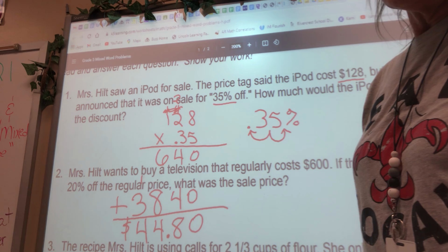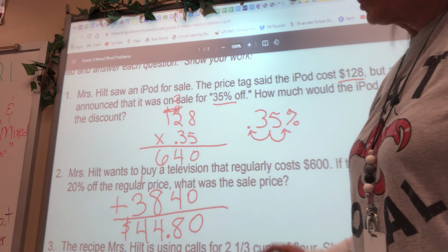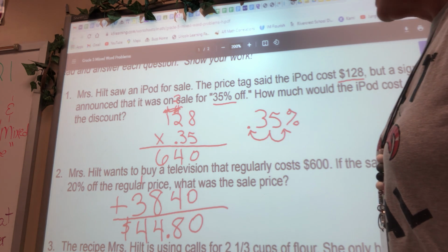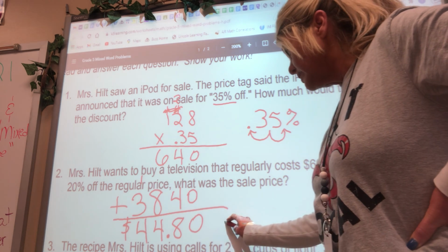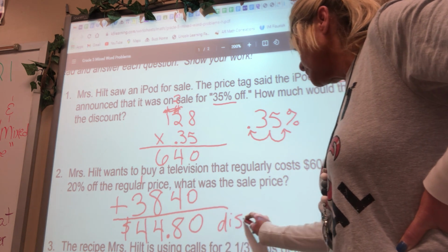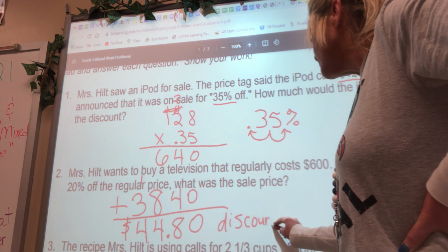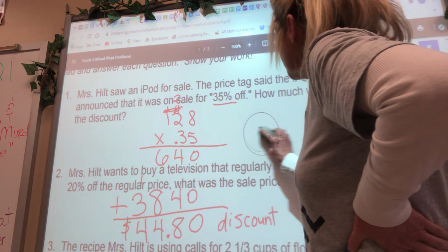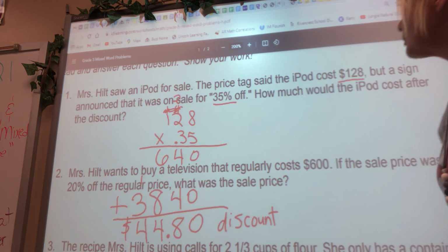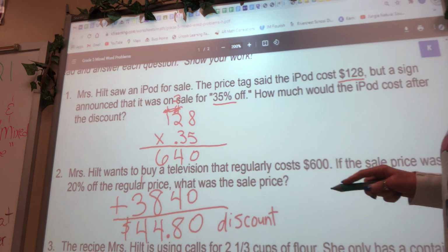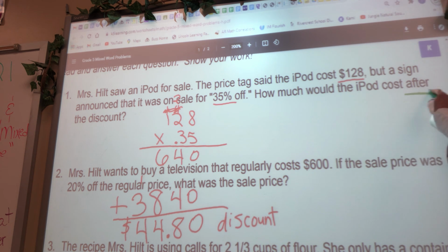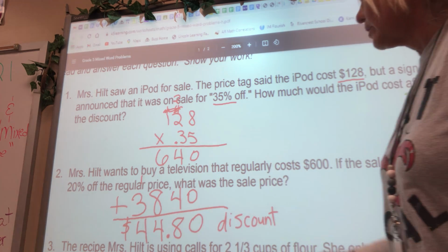Now, you're probably also going to see this on there. This is the amount of the discount. So we have to be really careful in our problem. They didn't ask me how much the discount was. They asked me how much would the iPod cost after the discount.